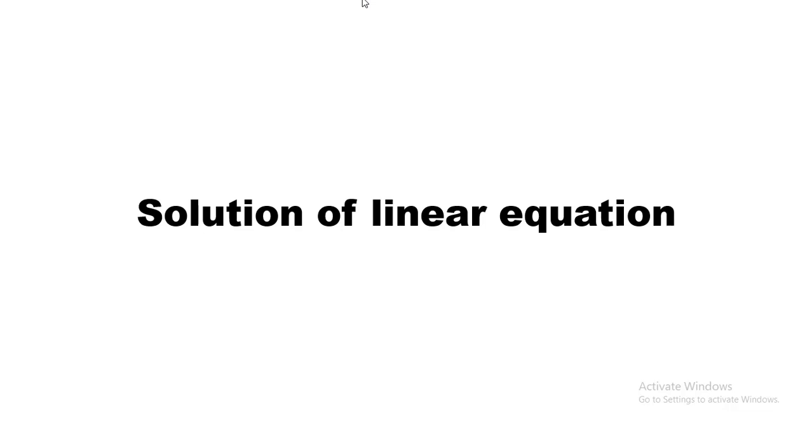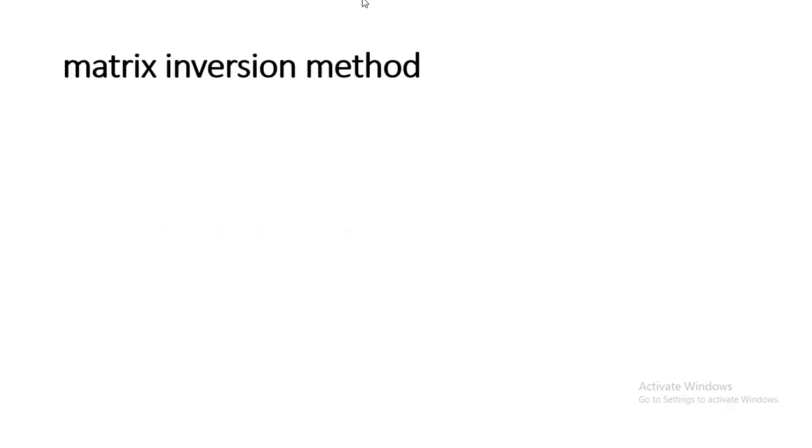Okay, we are moving on towards the solution of linear equations. First of all, we will do the matrix inversion method. Now what is the matrix inversion method? Let's take a set of equations. These are two equations. The first equation is 3x plus 4y equals 5. The second equation is 2x minus y equals 7.